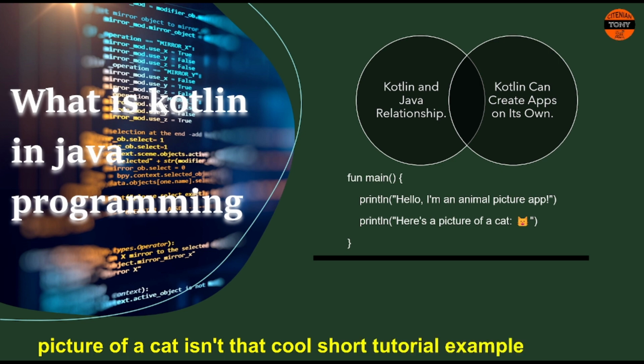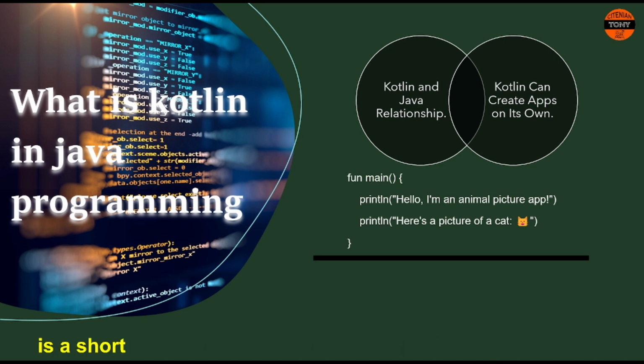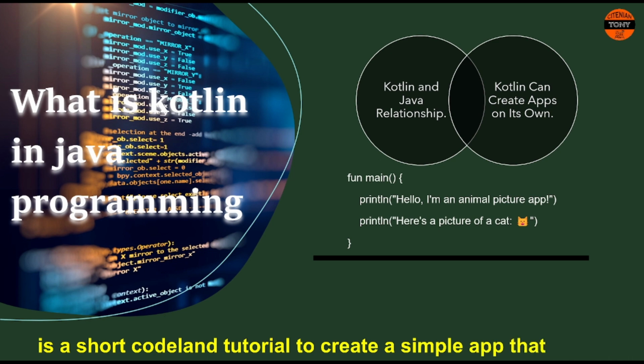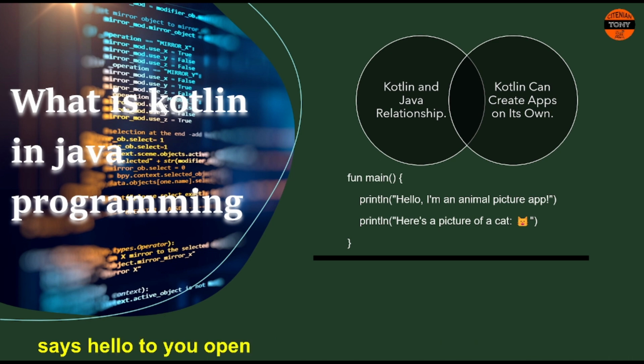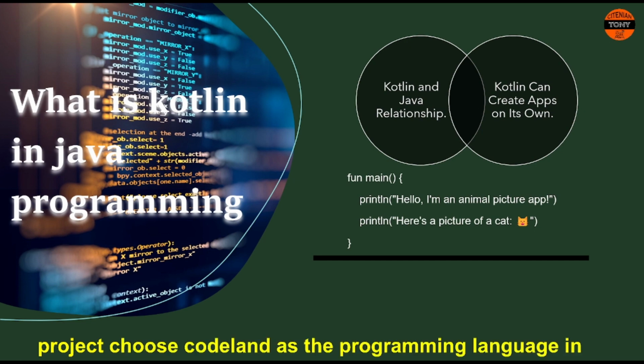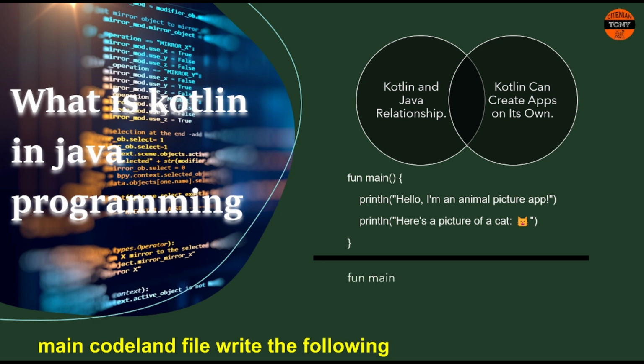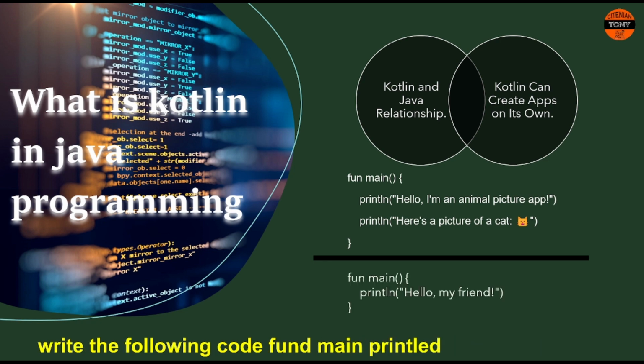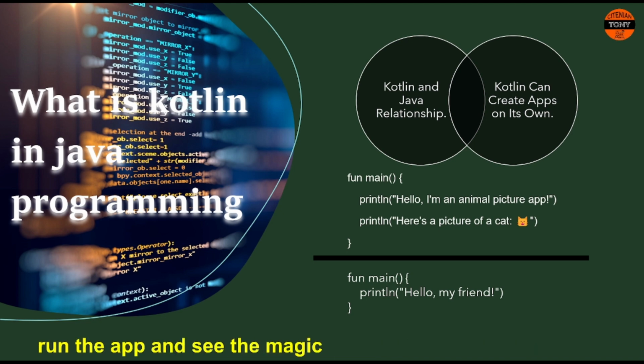Short tutorial example. Here is a short Kotlin tutorial to create a simple app that says hello to you. Open Android Studio and create a new project. Choose Kotlin as the programming language. In the main Kotlin file, write the following code. fun main. println, hello, my friend. Run the app and see the magic. The app will display hello, my friend, in the console.